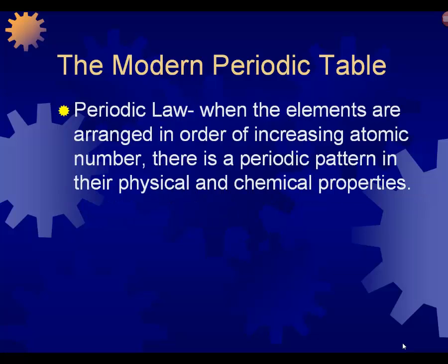The periodic law tells us that when the elements are arranged in order of increasing atomic number, there's a periodic pattern to their physical and chemical properties. So the properties of the elements repeat themselves if they're set up in the way that they are on the periodic table. And we tried to set up the periodic table so that when you got back to the left-hand side, those properties started repeating themselves from there.